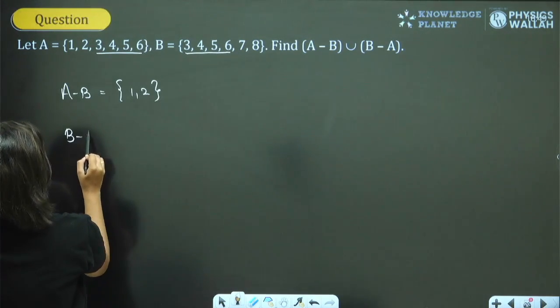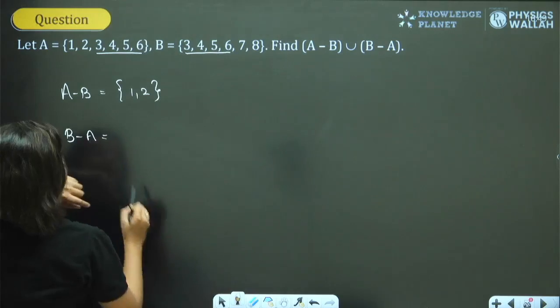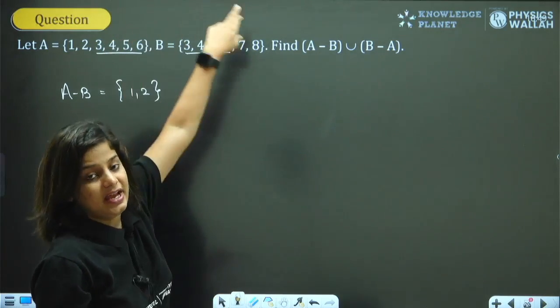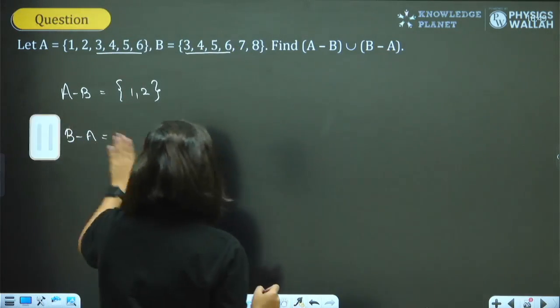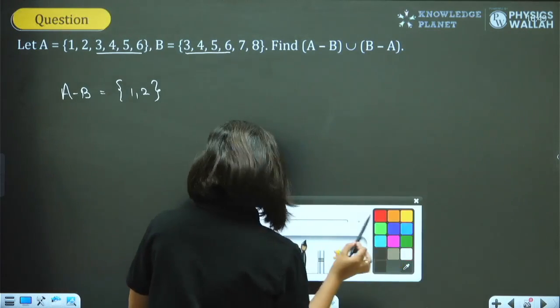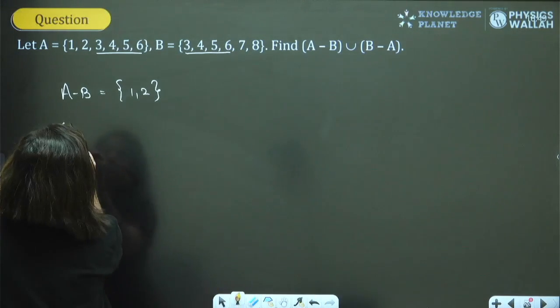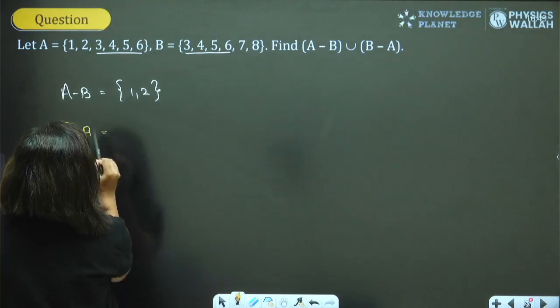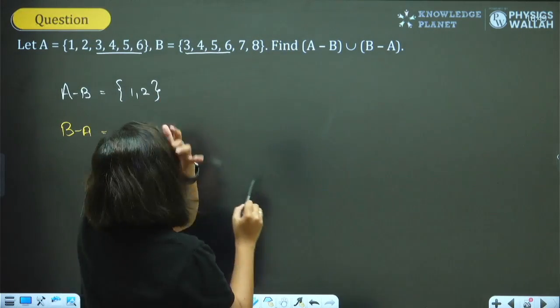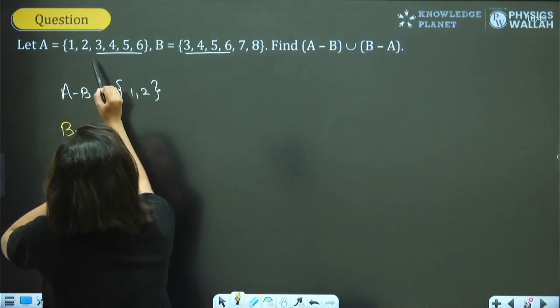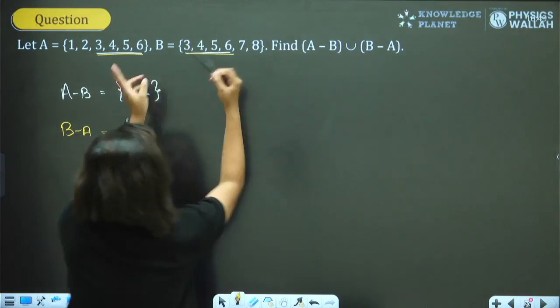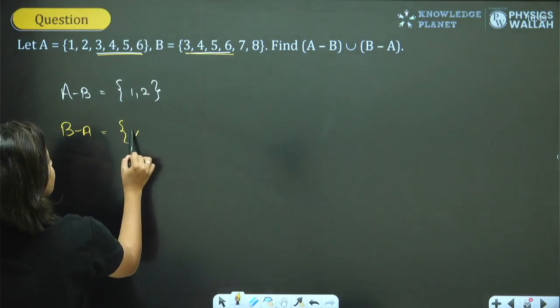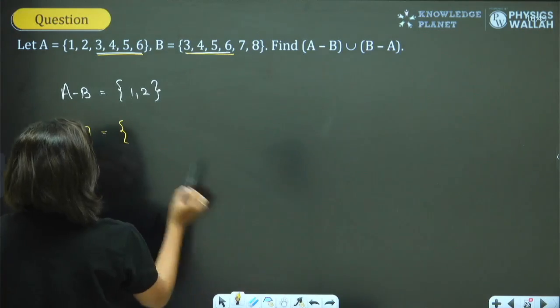Similarly, B minus A means when I remove all the elements of set A from set B. Now what are the elements of set A already present in B? B is 3, 4, 5, 6, 7, 8, and A has 3, 4, 5, 6. So I remove this 3, 4, 5, 6 from set B. We will be left with 7 and 8, isn't it?